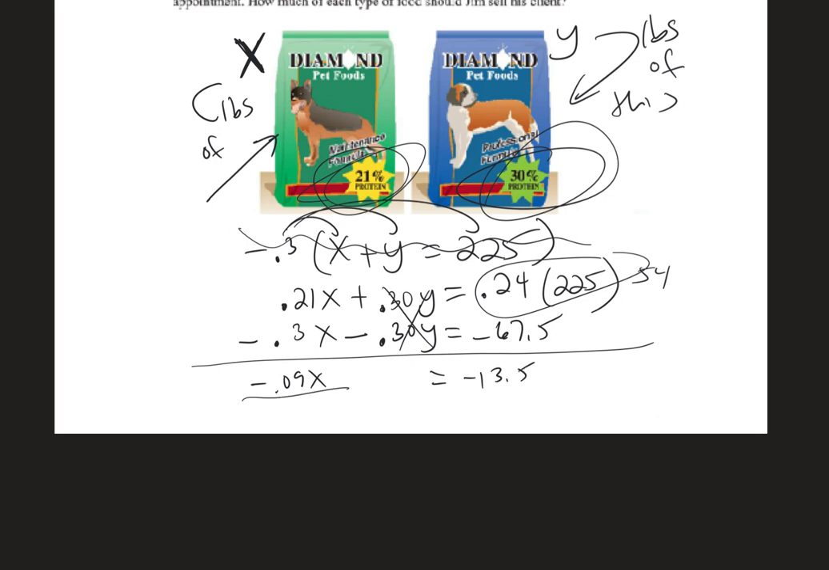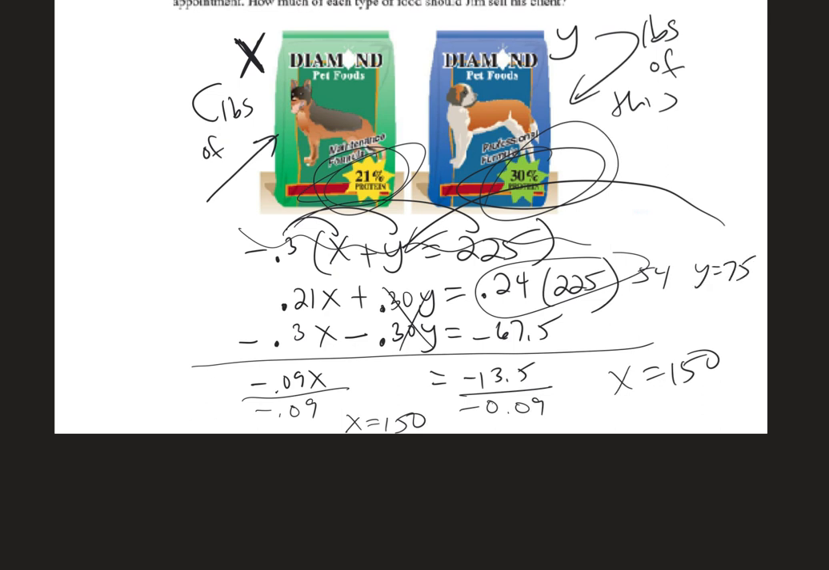And I have to divide both sides by negative 0.09 to get x alone. And if I put that in my calculator, divided by negative 0.09, that gives me 150 pounds of x. 150 pounds. So if I have 150 pounds of x, that must mean I have 75 pounds of y, because altogether I'm going to have 225 pounds. So this is how much I had for x, how much I had for y.